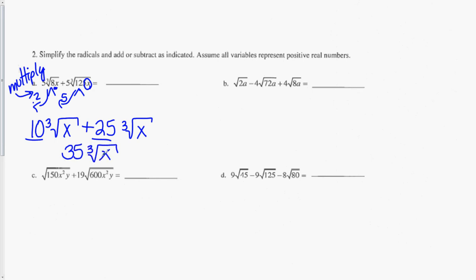Okay, let's look at the next one. It's square roots again. I can't simplify square root of 2a at all. That's as simplified as it goes. There's an imaginary 1 in front that I won't forget. Then I'm looking at 4 square root of 72a.